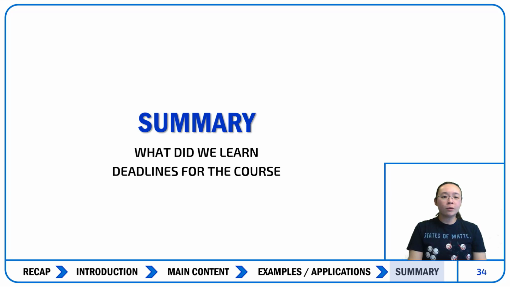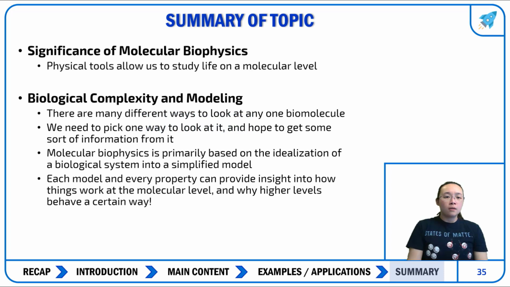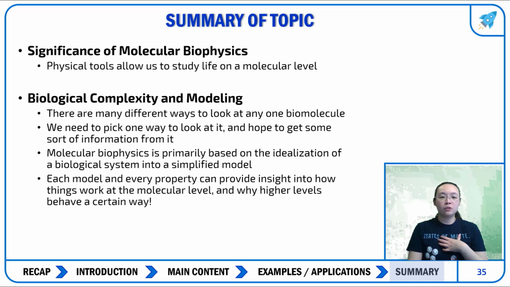Just as a summary, what did we learn, and an overview of deadlines for the course. Through this lecture, you should have learned some physical tools that allow us to study life on a molecular level. We explained the importance of those tools, and we also looked at different ways that we could use them. When we're talking about modeling, there are so many different ways to look at one biological molecule. Our job is to pick one way to look at it and hope to get some sort of information from it.